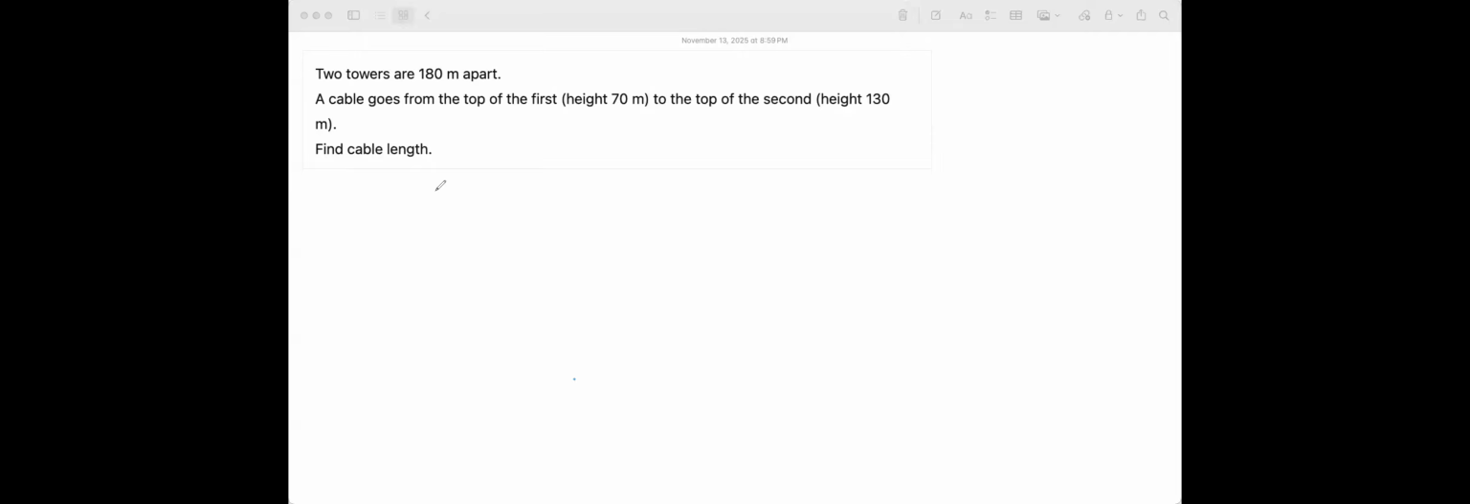Let's go ahead and draw that out. Two towers are 180 meters apart. Kabir, I didn't get an answer from you.